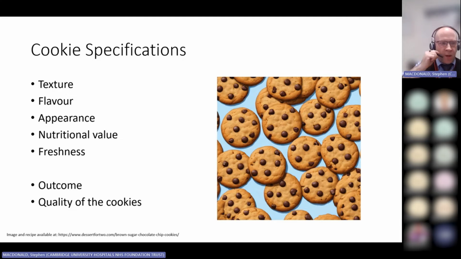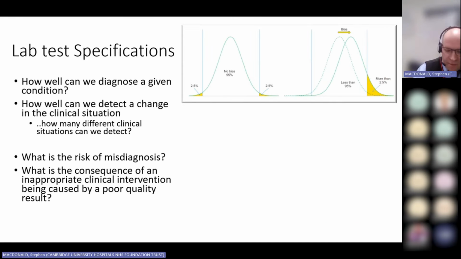So how do we determine that in laboratory testing? Again, looping back to the first webinar, how well can we diagnose a given condition? And the mainstay of diagnosing a given condition is, of course, clinical decision limits or reference ranges. And how our assays perform will ultimately determine what the probability of a patient being correctly diagnosed is. In addition to that, we can also determine how well we can detect a change in the clinical situation.